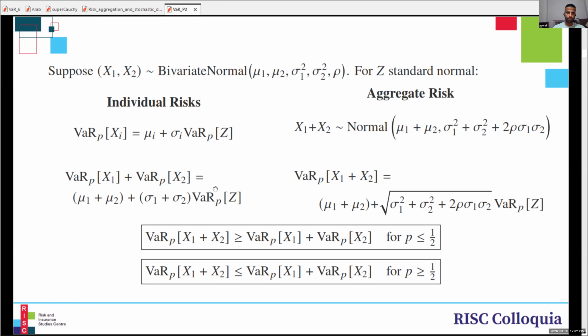Now let's compare these two. We can cancel out the mu1 plus mu2. That goes away. That's just a shift. It doesn't matter.